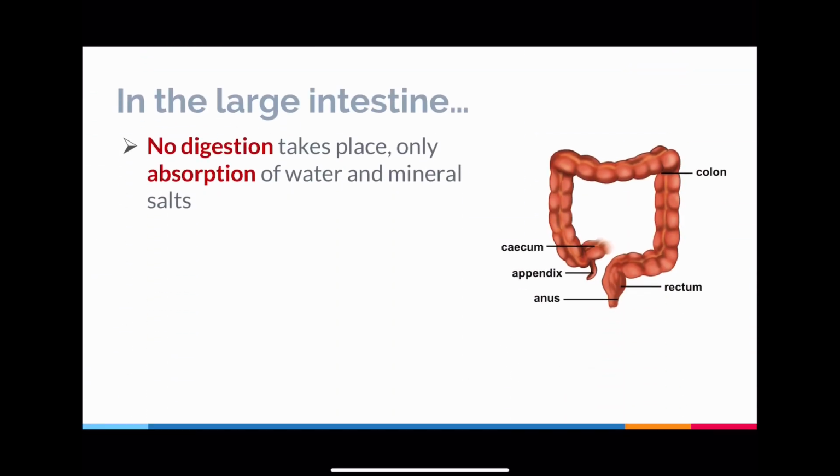Now, when it comes to the large intestine, the good news is that no digestion actually happens in the large intestine. The large intestine is mainly for the absorption of water and mineral salts. But I just want to clarify at this point that there's always a misconception that the large intestine is the one that absorbs most of the things.